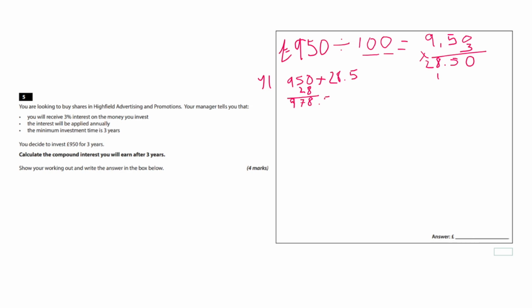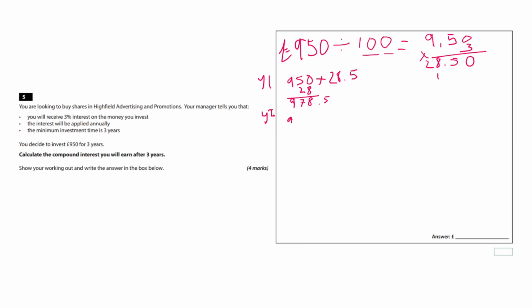I'll put the 0.5 there. Okay, 978.5 for the first year. So now for year 2, we've got to find that 1% again. This is year 2. So we're going to find 1% of 978.5. And again, we're going to divide this by 100 to find our 1%, then times that by 3.